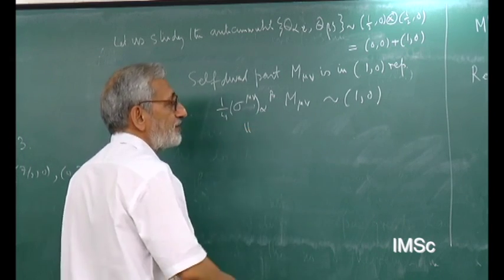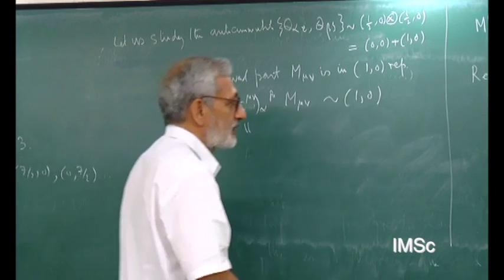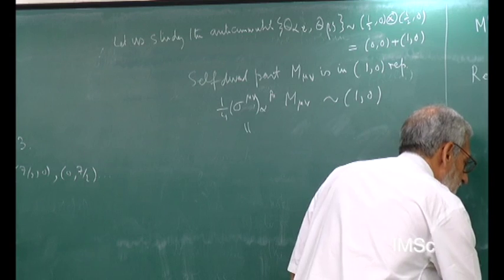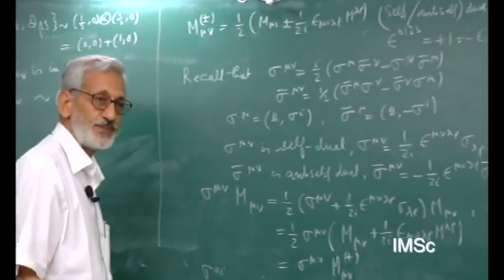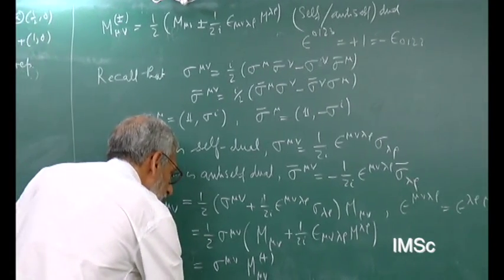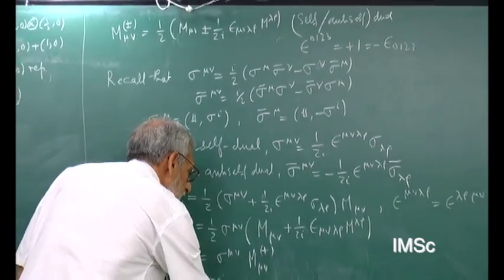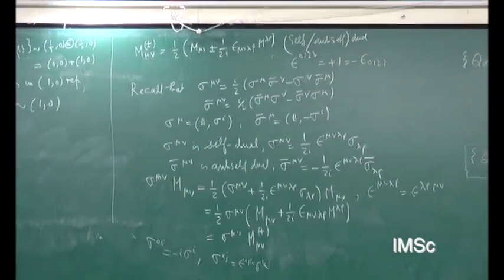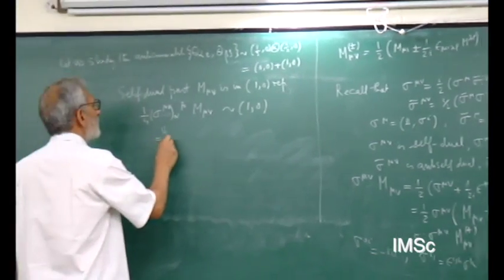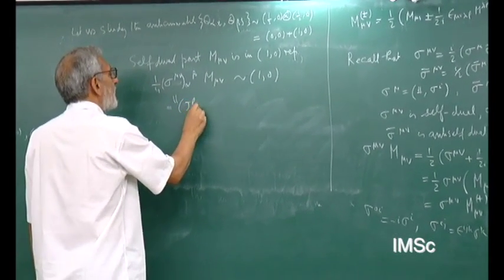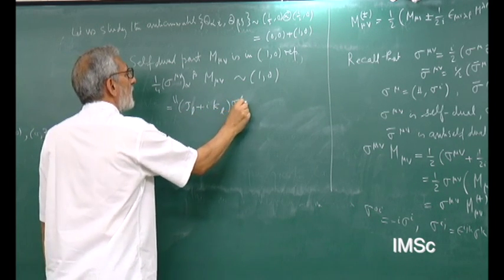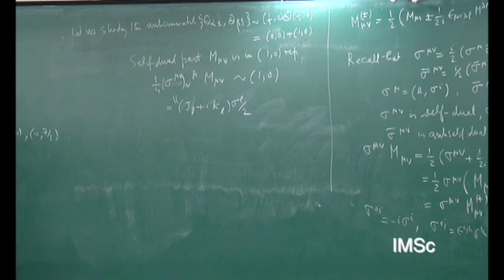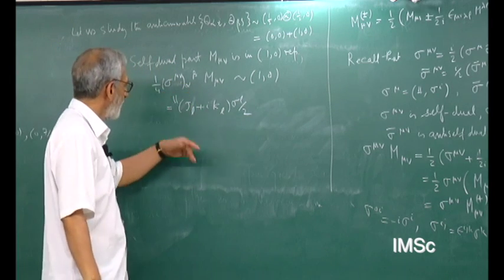Now this object, using the definitions there, show that sigma 0 i, if you calculate, is i times Pauli matrices sigma, minus i times Pauli matrices sigma. Sigma ij is epsilon ijk sigma k. Put that in here and show that this object is nothing but (J_L plus i K_L) sigma L by 2. Do this bit of algebra and show that this is what it is, the alpha beta matrix components.